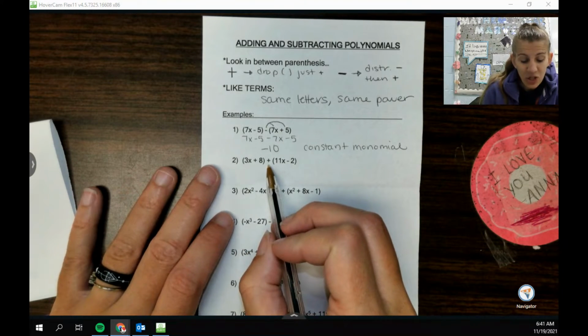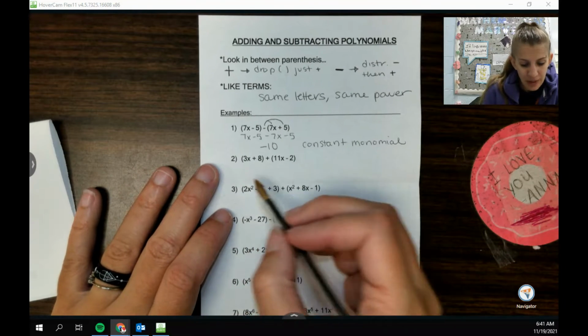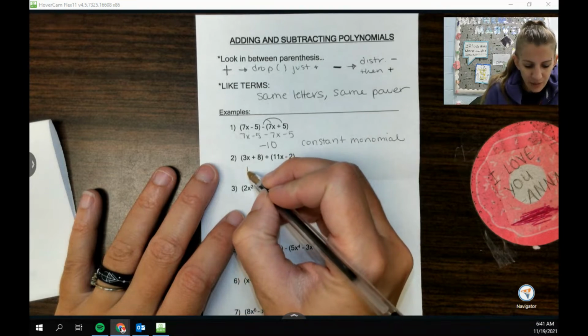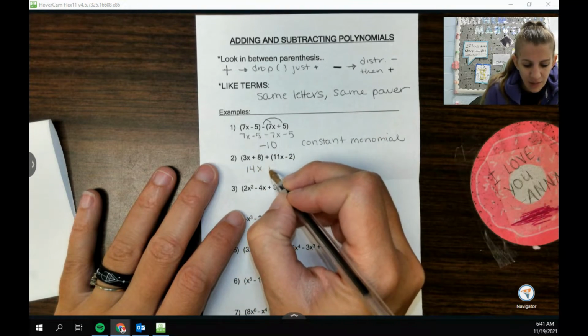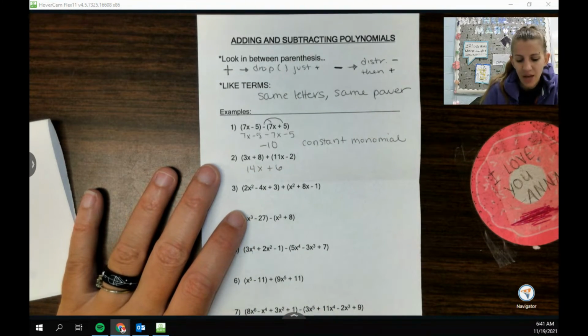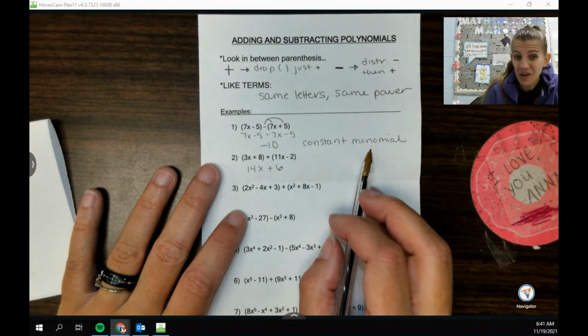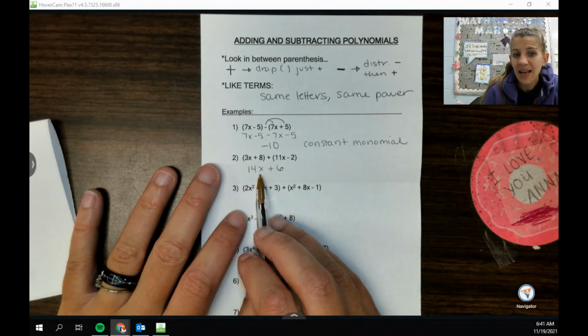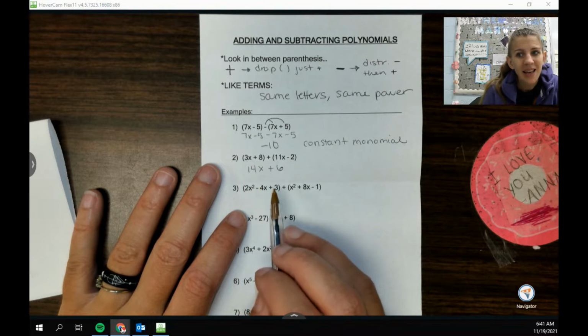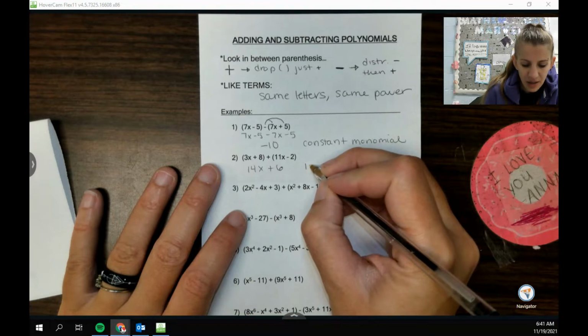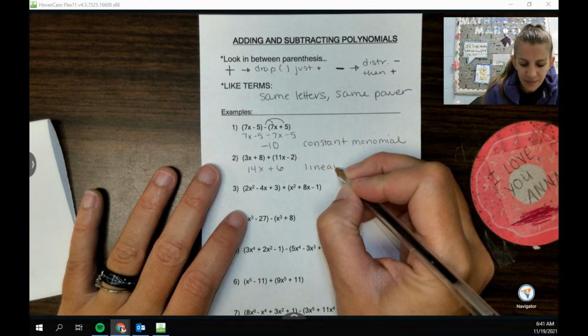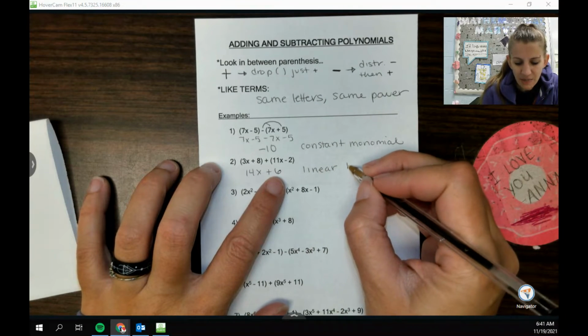Looking at the next one here, we're just adding, so I can kind of just ignore the parentheses and combine my like terms. So we'll have 14x plus 6. And so this one is not constant or a monomial. Now I have x to the first power, and if I think about graphing this, it would be a line. So we are linear, and then two terms is binomial.